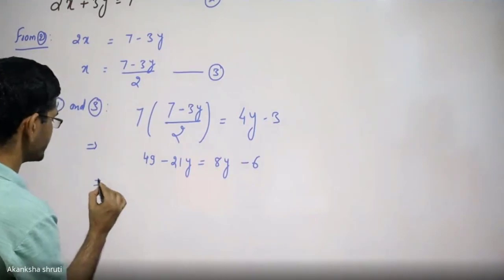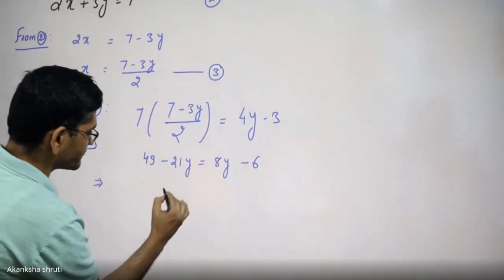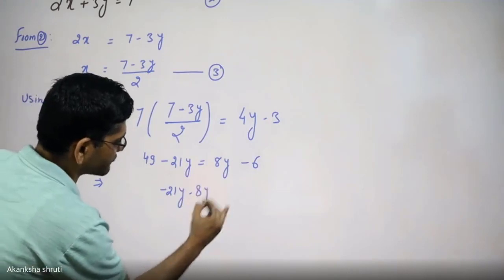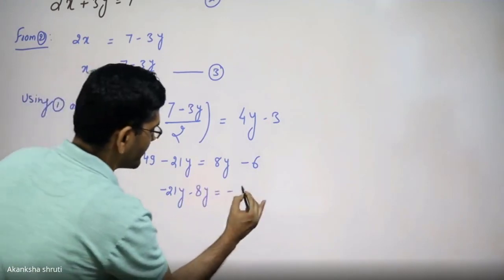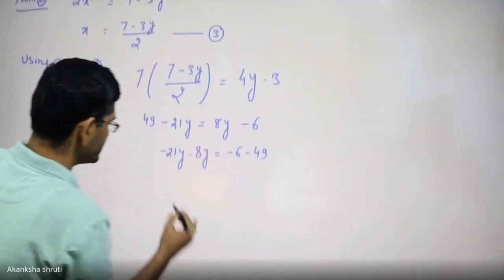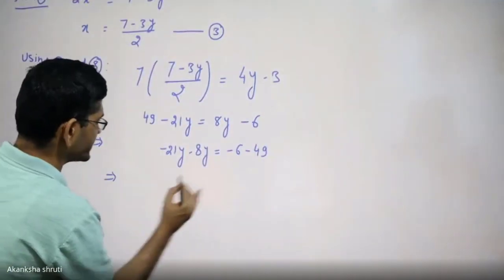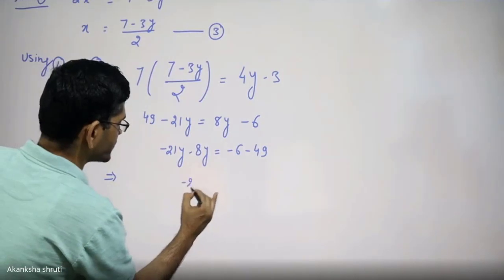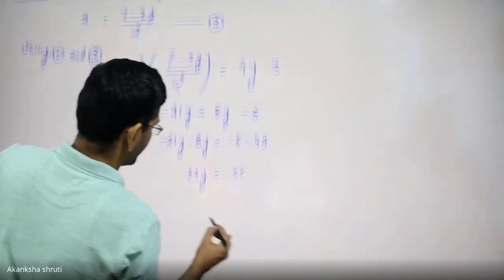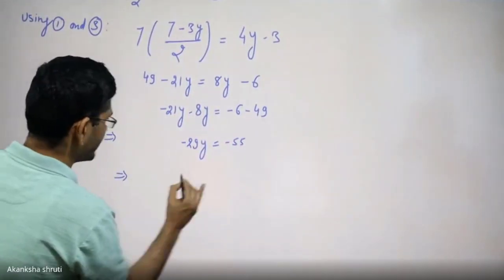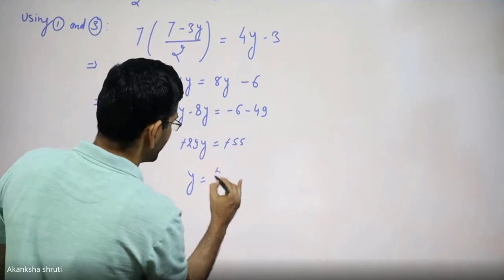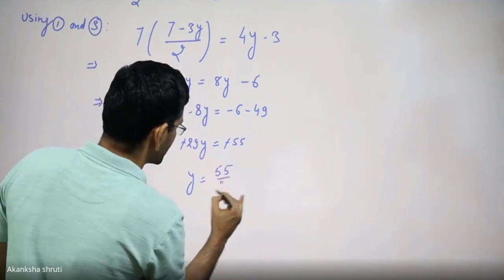Again, this becomes simpler. So keep these variables on the left hand side. 21y minus 8y is equal to minus 6 minus 49. This way we are getting that minus 29y is equal to minus 55. This way the y value that we can get, the negative sign will get cancelled, is 55 by 29, the same value.